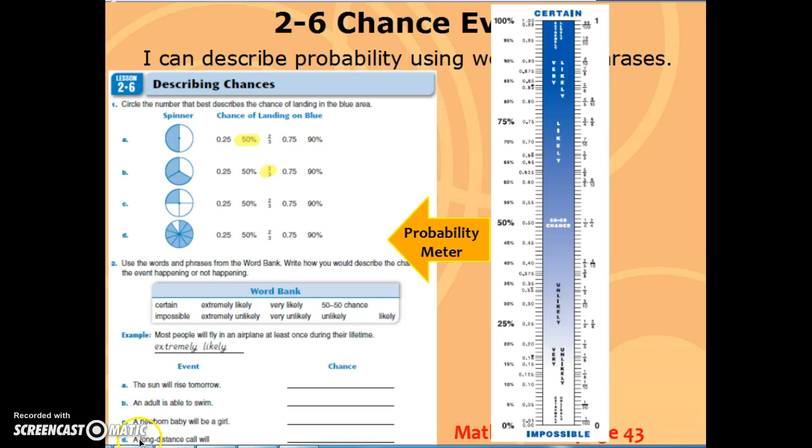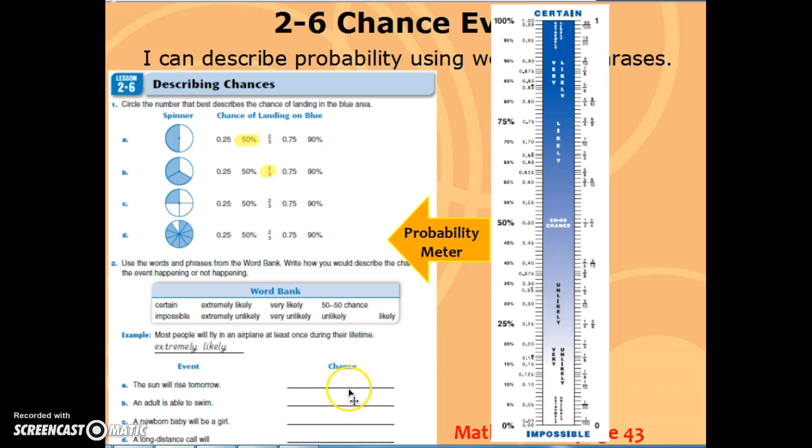Go ahead and think about these other ones. Think about them not only as words, but as numbers. So here, a newborn baby will be a girl. Well, a newborn baby is either a boy or a girl, so there's a 1 out of 2 chance. 1 out of 2 is the same as half as a fraction. So think about where that would fall here on your probability meter. We would call that a 50-50 chance.